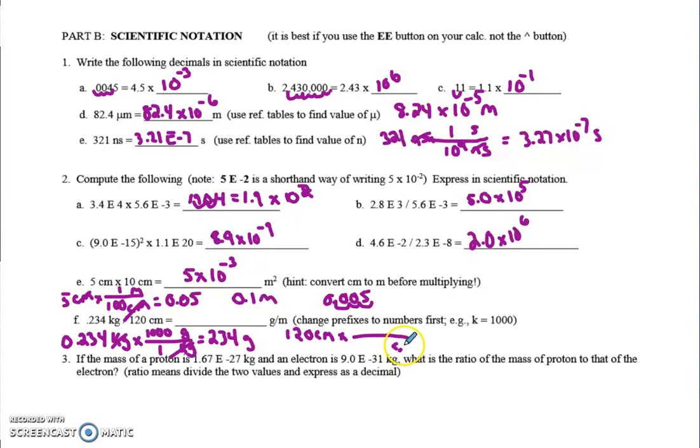Do my conversion, centimeters down below, meters up top. Meters are bigger, 100 centimeters in a meter, centimeters cancel out, and so I get 1.20 meters. Now multiply these two numbers, and I get 195, but then written in scientific notation, it's 1.95 times 10 to the second grams per meter.